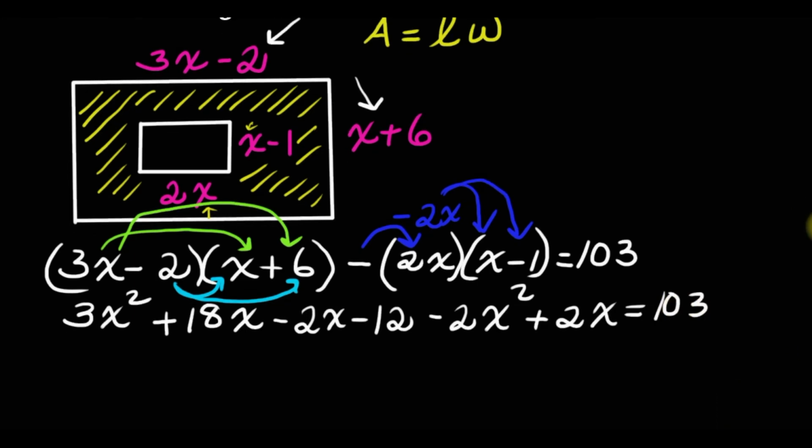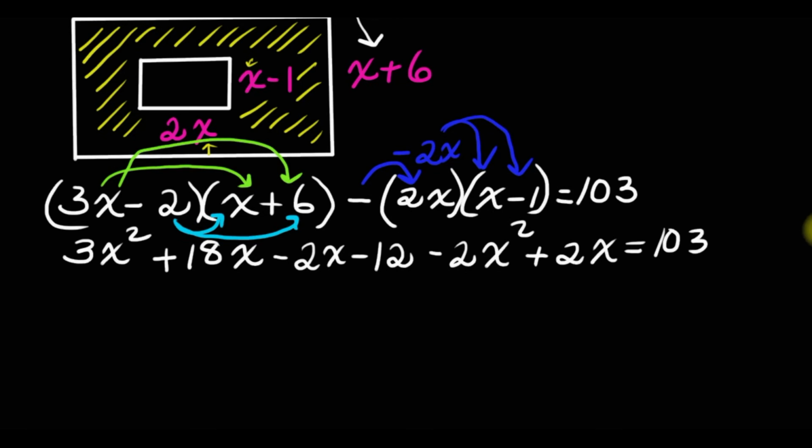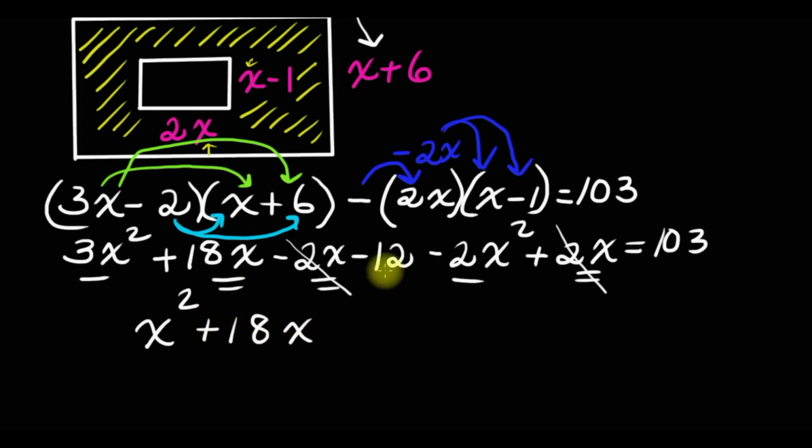Now we're going to combine like terms. We have 3x squared with negative 2x squared, and that gives us x squared. Then we have 18x, negative 2x, and positive 2x. Negative 2x and positive 2x cancel, so you're left with just the 18x. Your constant here is negative 12, and that whole thing equals 103.